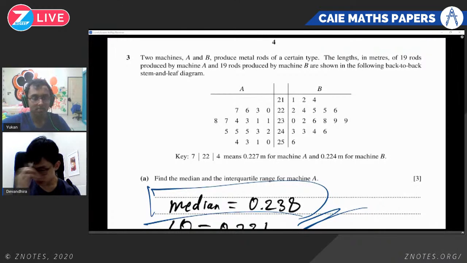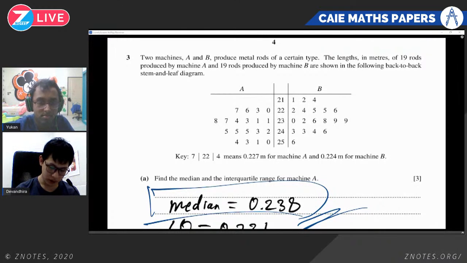Sorry, how does that work? So the key says that 7 | 22 is basically 0.227 for A. Therefore, our median is basically 0.238. Agree? Right. Now we have to find the interquartile range. So how can we find that?